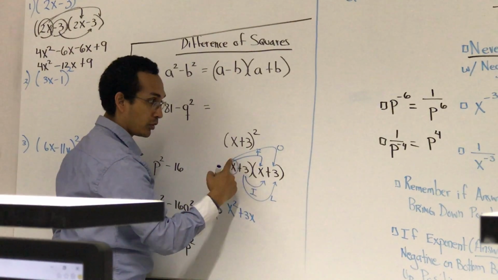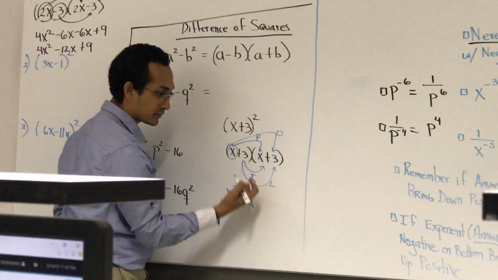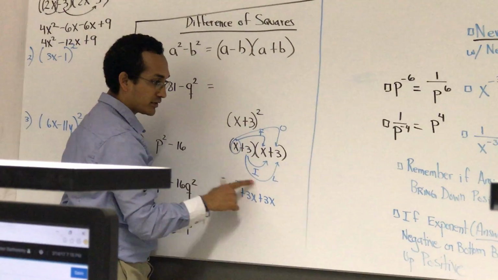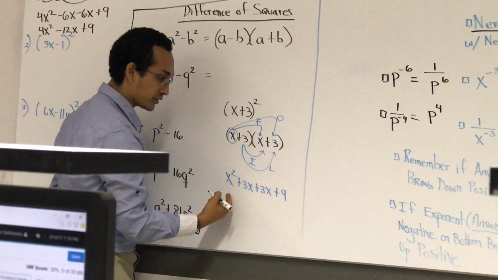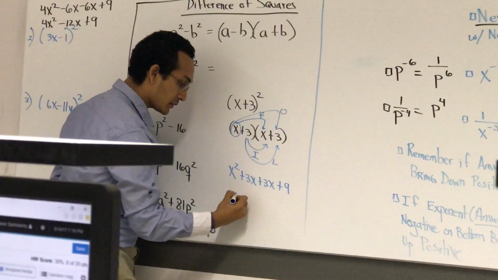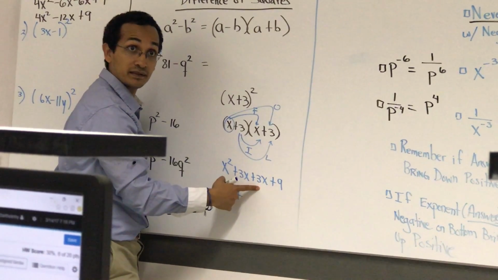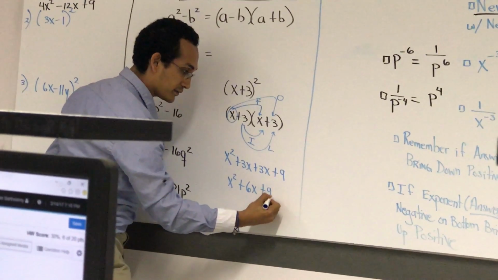So we did first, we did outer, now we're doing inner. 3 times x, 3x. And then 3 times 3 is 9. So what happens here? So 3x plus 3x is 6x. This becomes x squared, this becomes 6x, and this becomes 9.